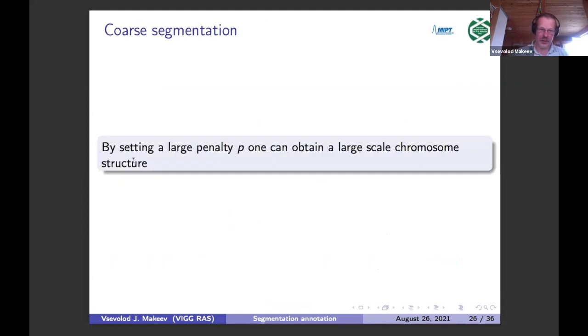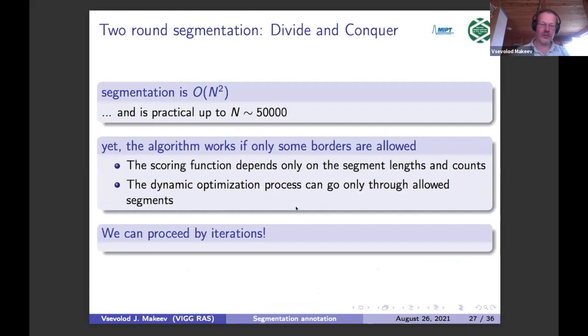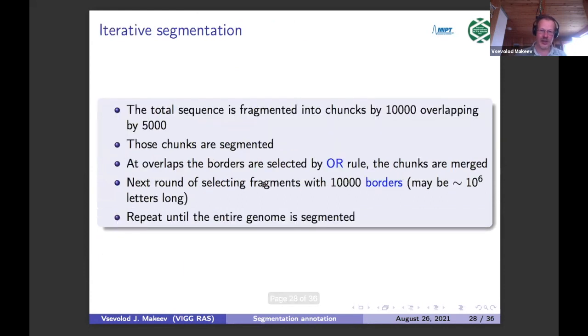That's what I've called by setting large penalty P. Also, because we don't usually have enough computational power for considering long segmentations, you can use a kind of divide and conquer algorithm. You can split segments into huge chunks, say by 10,000 base pairs, overlapping by half of this chunk. Then you can segment those chunks, and then you can squash boundaries using OR rules.